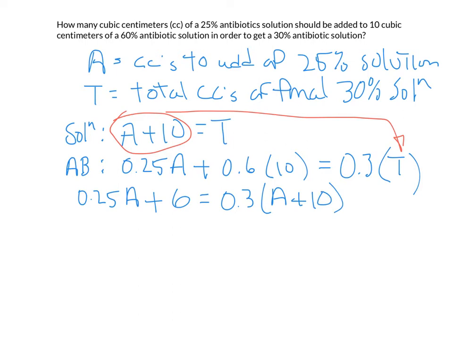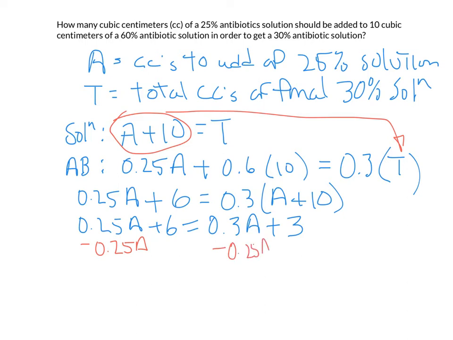And it's very nice that we have that 10 number because that makes doing the math really easy. So we have 0.25A plus 6 equals 0.3A plus 3, 30% of 10. And now we can collect our A's on the right side. Let's do that by subtracting 0.25A from each side. So let me actually write that in. Subtract 0.25A on each side, and be careful to subtract it from each side. And we'll subtract 3 from each side.